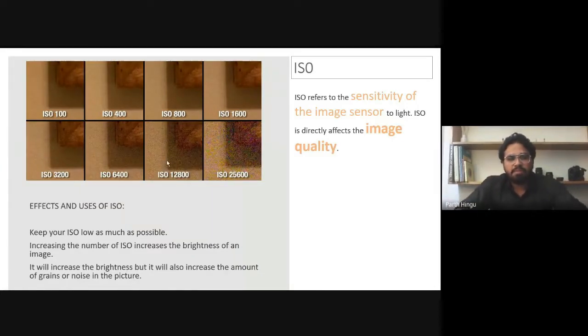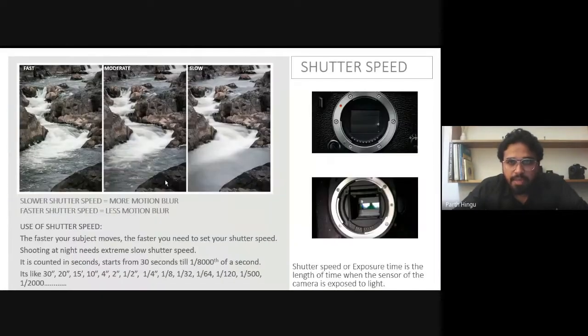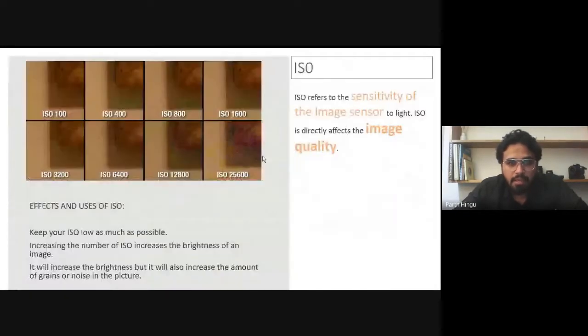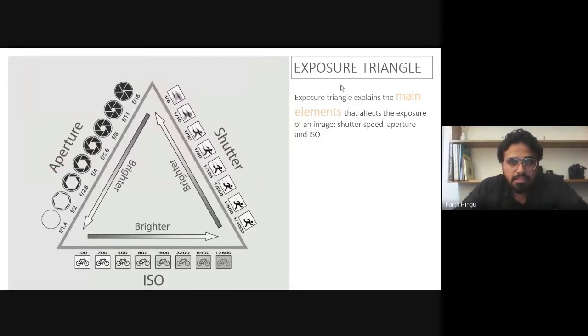These are the technical terms, the basics of photography. These three are the main things: shutter speed, aperture, and ISO. They all work together, and this is known as the exposure triangle. If you want to learn the basics of photography, like at what aperture you need to click the photograph at what time, you can use the exposure triangle. It shows that if you go anti-clockwise, your image will become brighter.